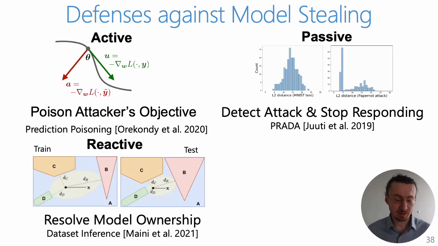There are also reactive defenses. The main idea behind these defenses is that we don't protect the model when it is exposed through the API, but post factum we want to check if a given model actually belongs to us. So these defenses are applied after the attack has happened, and they are used to detect if a model was stolen. For example, one of these methods used as a reactive defense is called dataset inference, and this method leverages differences between the behavior of an ML model on private versus public data samples.